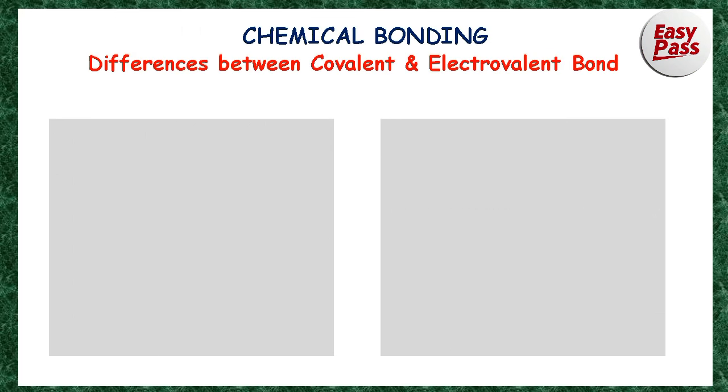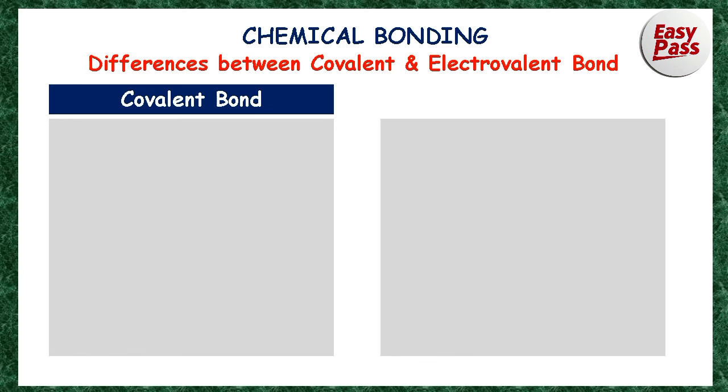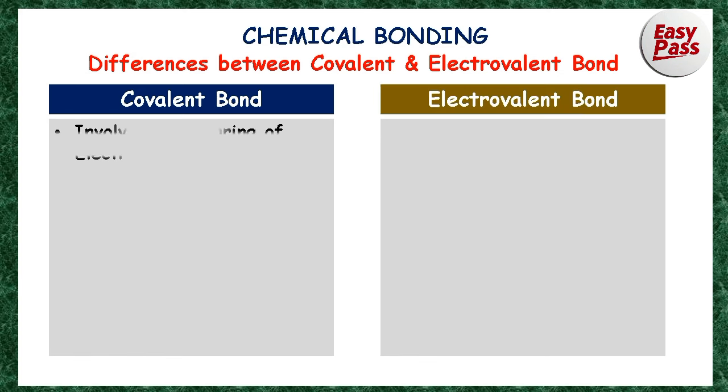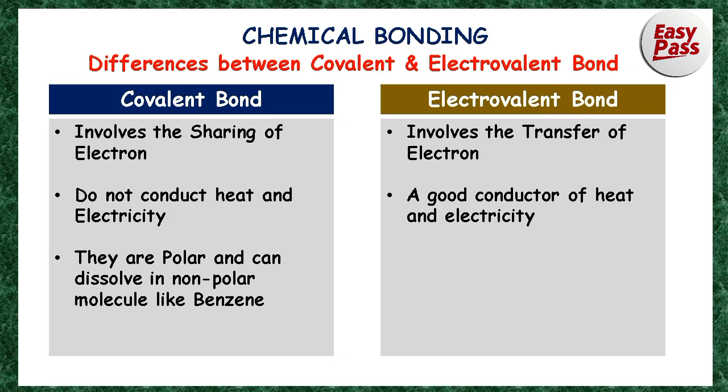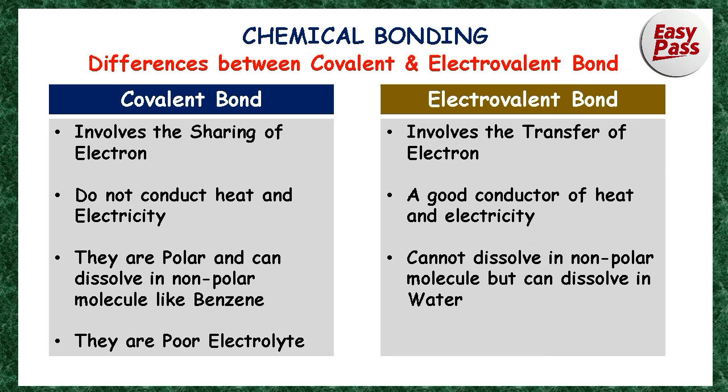The difference between a covalent bond and an electrovalent bond is that a covalent bond involves the sharing of electrons, while an electrovalent bond involves the transfer of electrons. An electrovalent compound is a good conductor of heat and electricity, while a covalent compound does not conduct heat and electricity. Covalent bonds are non-polar. Covalent compounds can dissolve non-polar molecules like benzene, while electrovalent compounds cannot. Rather, electrovalent compounds dissolve in water.